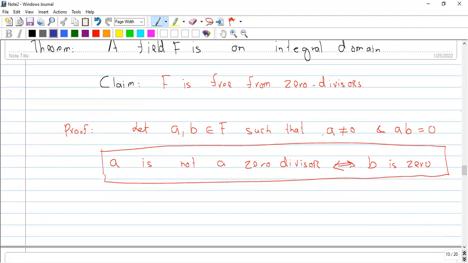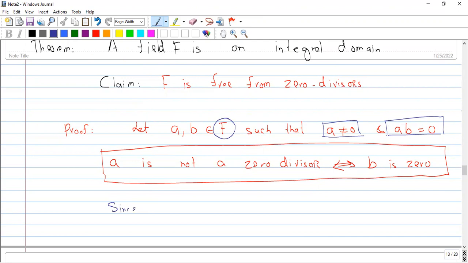Because what I am assuming is that A is not equal to 0 and the product AB is equal to 0. So in order to show that this non-zero element is not a zero divisor, I need to show that B is equal to 0. And what is my assumption? That both are sitting in F, where F is a field. So in a field, what is every non-zero element?